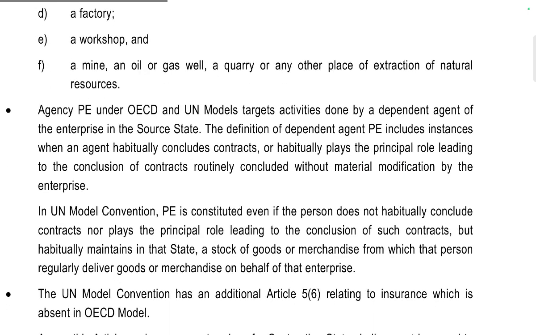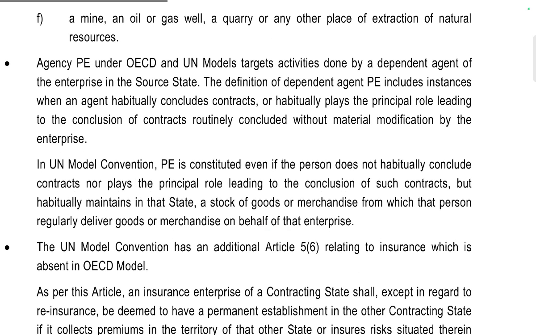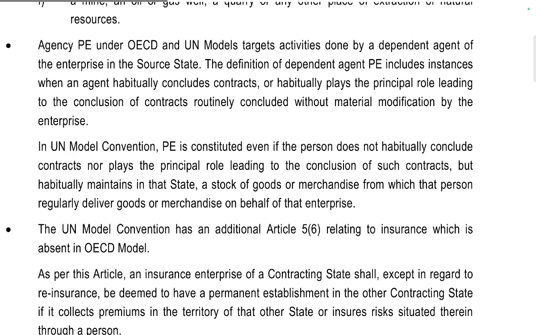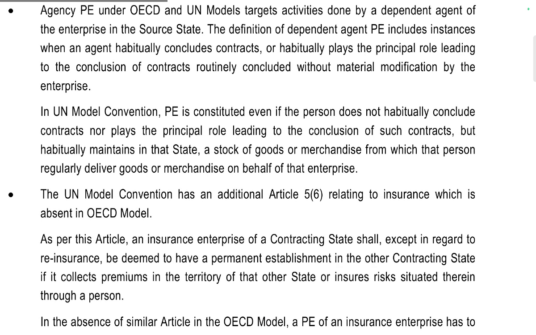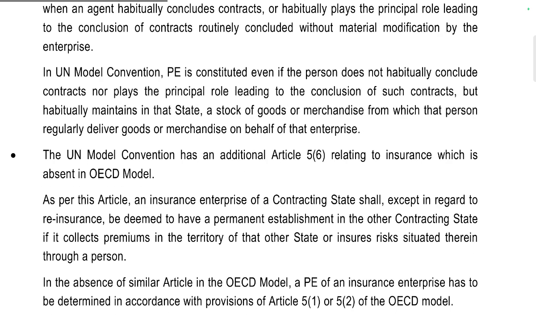Agency permanent establishment under the OECD and UN model targets activities done by the dependent agents of the enterprises in the country or source state. The definition of dependence for a permanent establishment includes instances when the agent habitually concludes contracts. Habitually plays a principal role, leading to the conclusion of contracts routinely concluded without material modification by the enterprise. Under the UN model, a PE is constituted even if the person does not habitually conclude contracts or play a principal role leading to the conclusion of each contract, but maintains in the state a stock of goods and merchandise from which the person regularly delivers goods and merchandise on behalf of the enterprise.